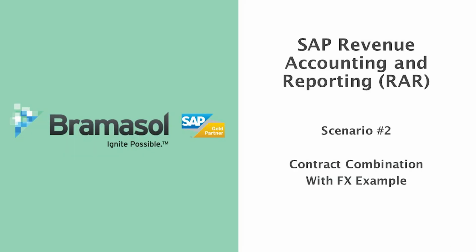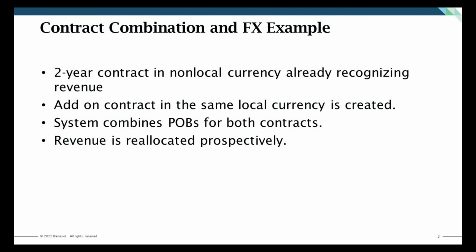The second scenario deals with a contract combination, including currency exchange issues. Now in this scenario, we're going to be looking at a contract combination done in a foreign currency. So here we have a 2-year contract in a non-local currency. We're going to be using the British pound that has already started recognizing revenue.